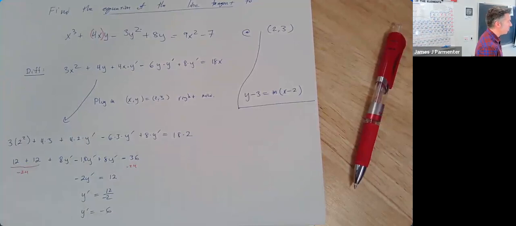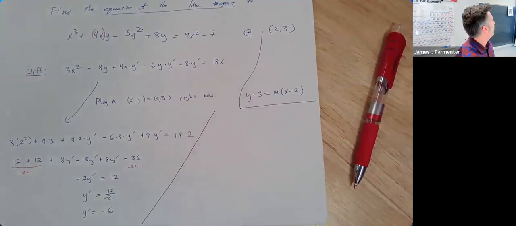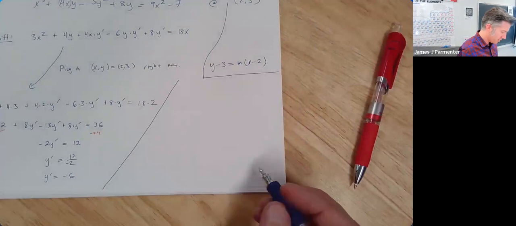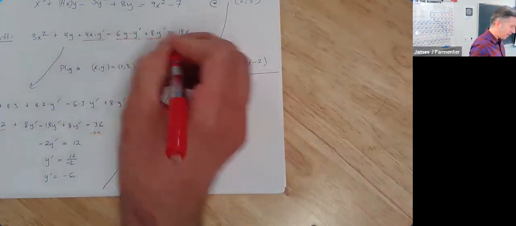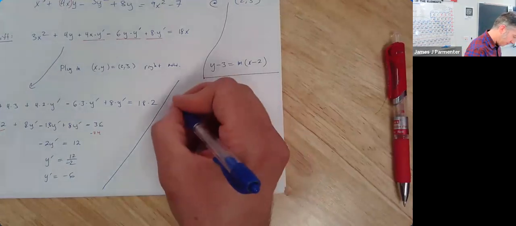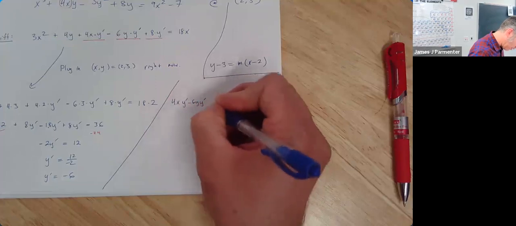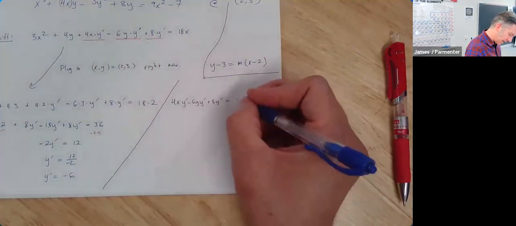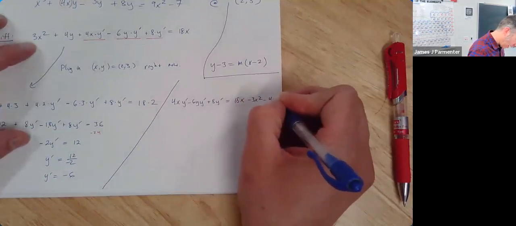I will point out, you could do this a different way. You could say, I don't want to do it that way. I want to make my life harder for myself. I'm going to solve for y prime first. So I'm going to do the thing we did last time. I'm going to collect all the y primes on one side. So I'm going to have 4x times y prime minus 6y times y prime plus 8 times y prime equal to all the other stuff. So 18x minus 3x squared minus 4y.